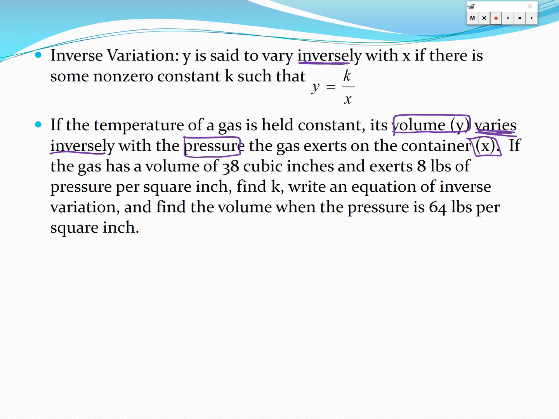So we need to find our k first. In order to do that, we see our equation at the top, y equals k divided by x. We don't know k, but we do know x and y. Y is our volume, so our gas has a volume of 38. X is the pressure the gas exerts. This exerts 8 pounds of pressure, so our x is 8. To solve for k, to undo dividing by 8, we multiply both sides by 8.